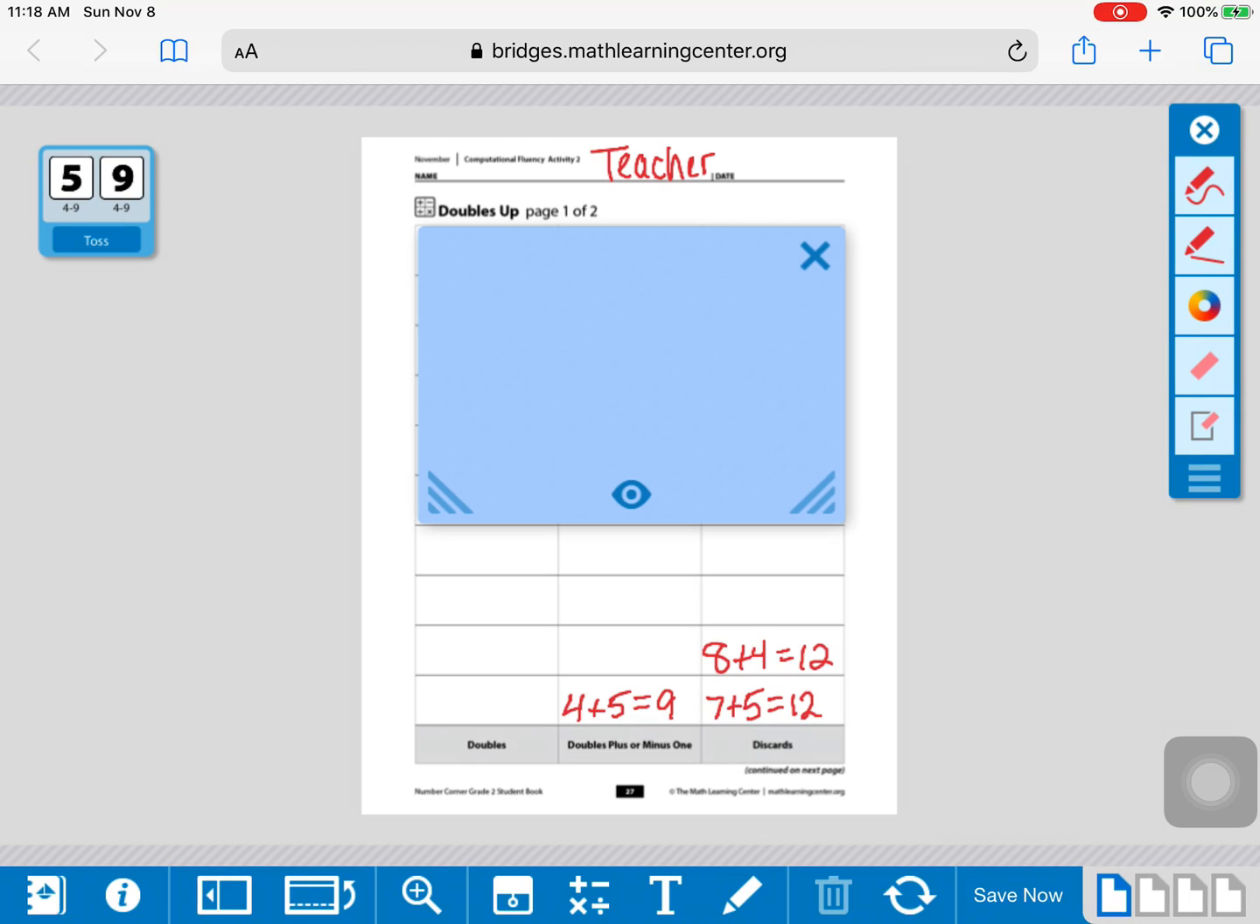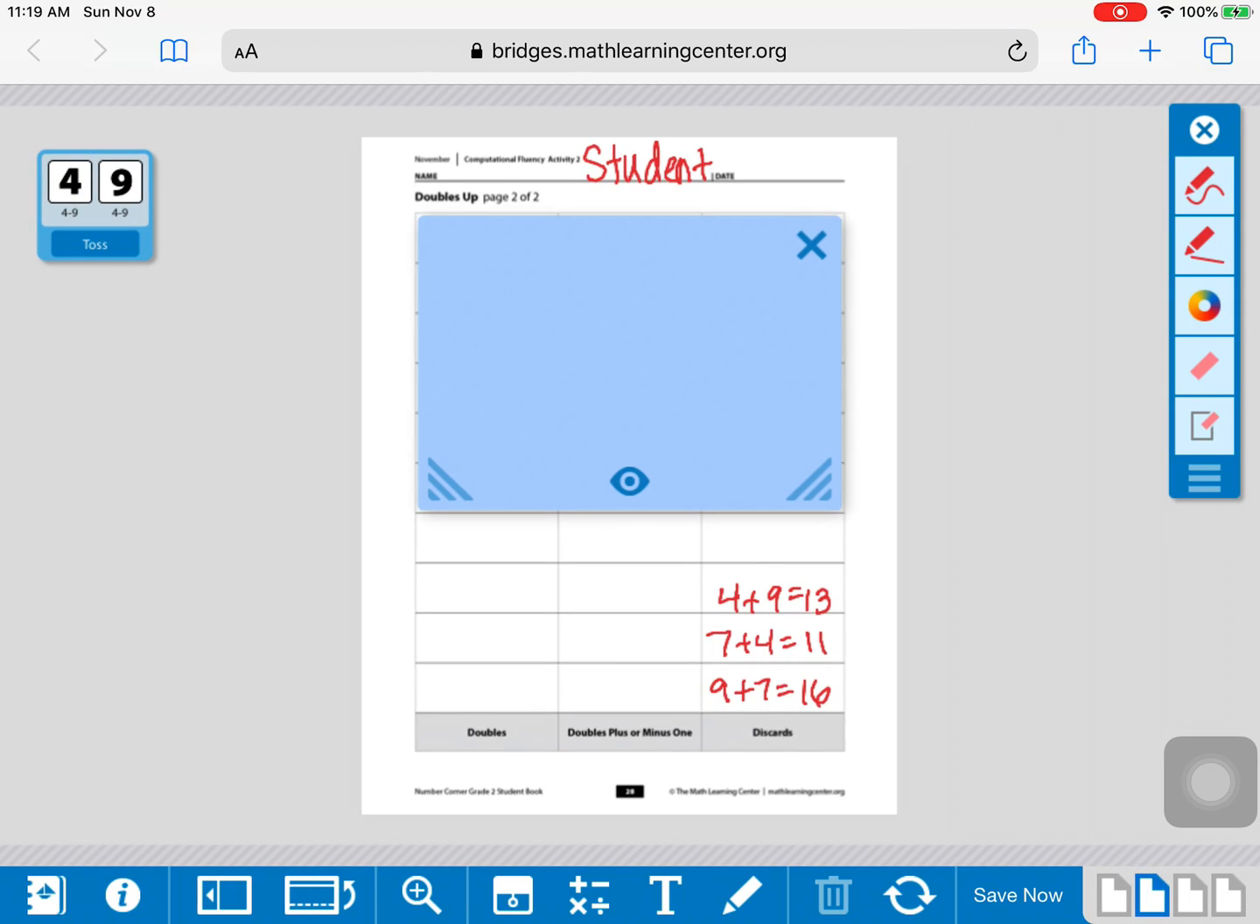All right, my turn. 9 and 7. Oh, that is so close. If it would have been an 8 instead of a 7, I could have put that in my doubles plus or minus 1. But that is neither, so I will write 9 plus 7 equals 16 in my discard pile. If I get one more in my discard pile, I lose the game. Same with you. So go ahead and toss.